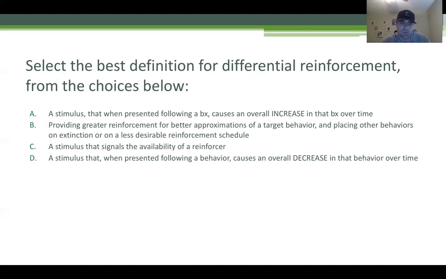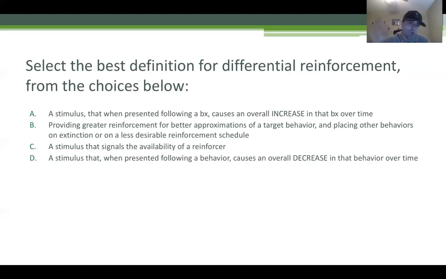D: a stimulus that when presented following a behavior causes an overall decrease. Stop reading there. What is the decrease? Punishment. What's the answer? B. So how do you get there? First things first, know your definitions. If you know your definition and, before you answer the question, you go through in your mind what you're looking for, this question is very easy. You have to know your definitions.